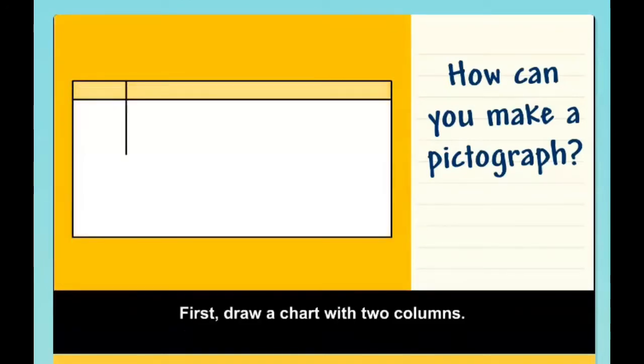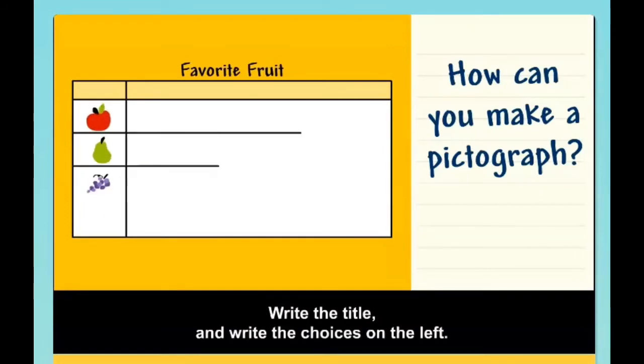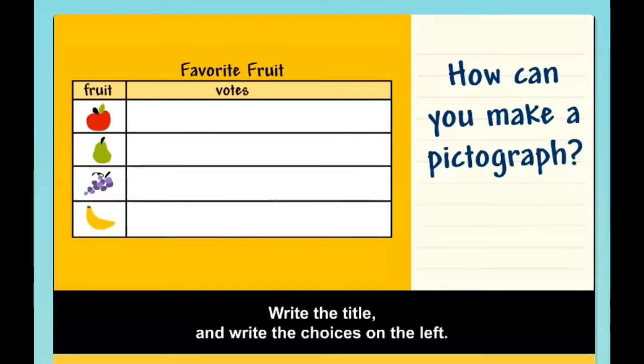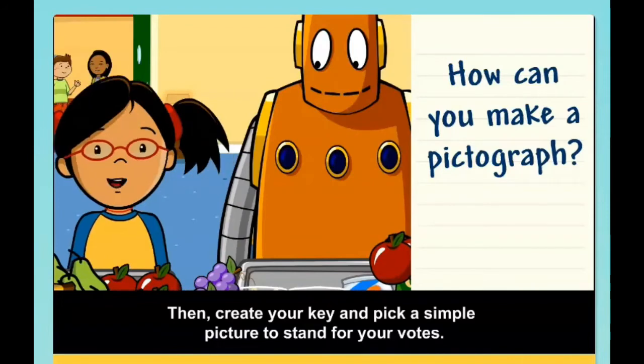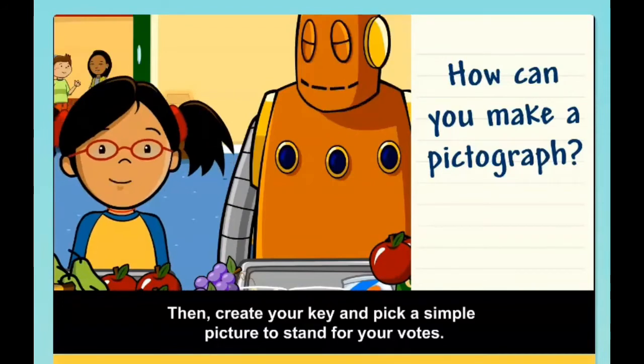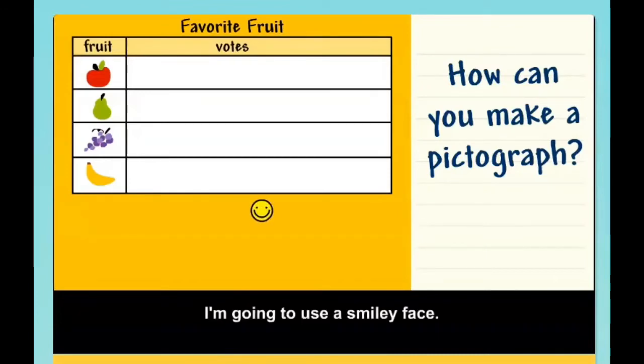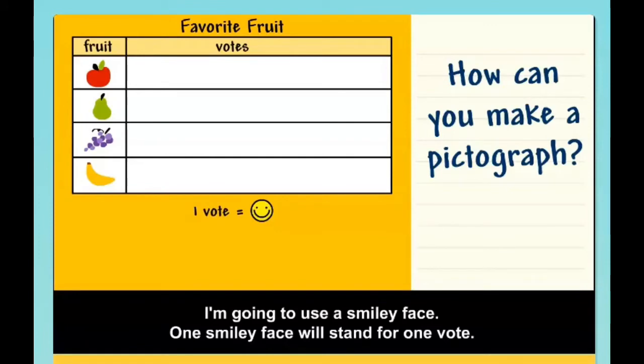First, draw a chart with 2 columns. Write the title and write the choices on the left. Then, create your key and pick a simple picture to stand for your votes. I'm going to use a smiley face. 1 smiley face will stand for 1 vote.